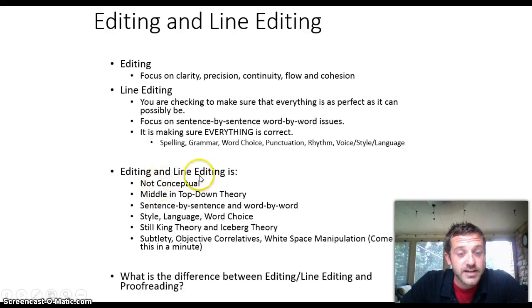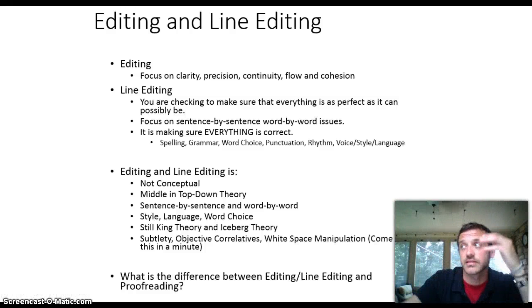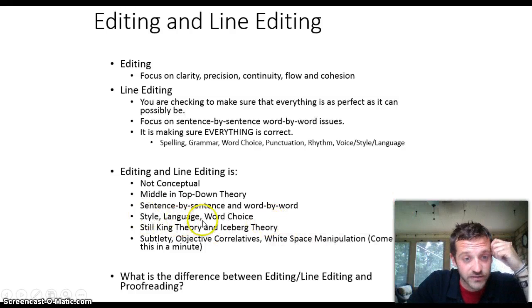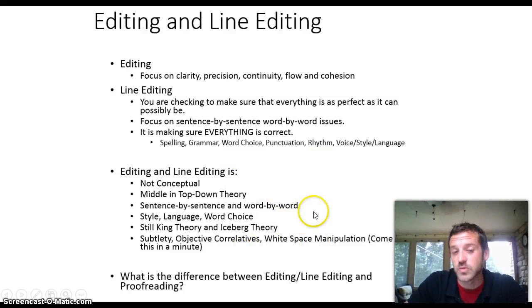Sorry. Editing and line editing are not conceptual; they don't focus on the big picture. This is the middle step in that top-down theory, that inverted cone. This is looking for style, language, and word choice. You're cutting, like in the Stephen King theory, or Hemingway's iceberg theory. This is also when you're going to be looking at subtlety in writing, objective correlatives, and manipulating white space, which the next video lecture will cover.